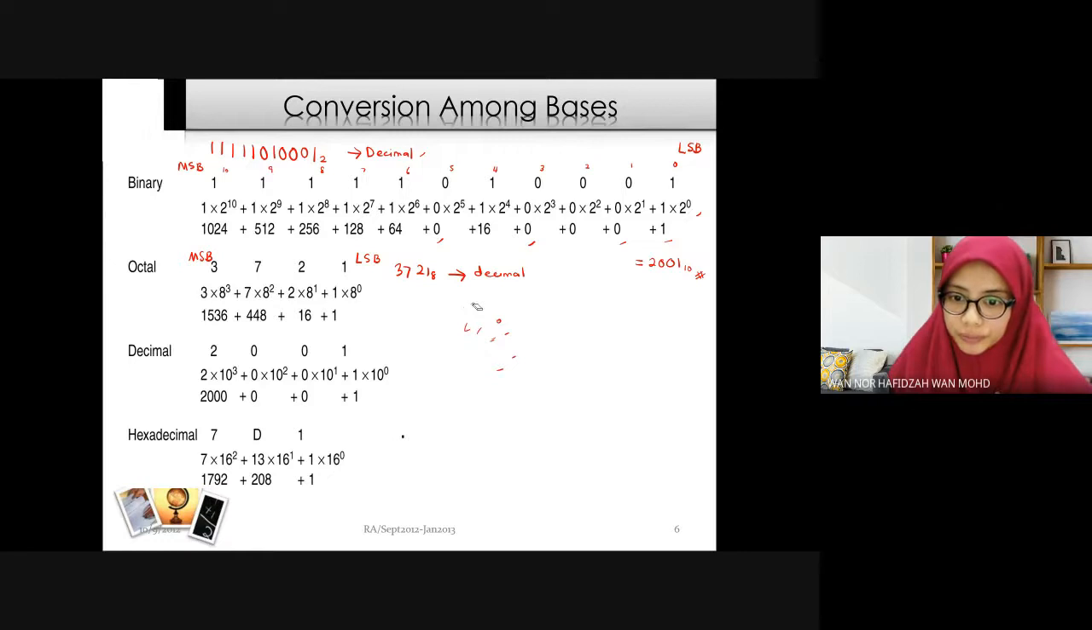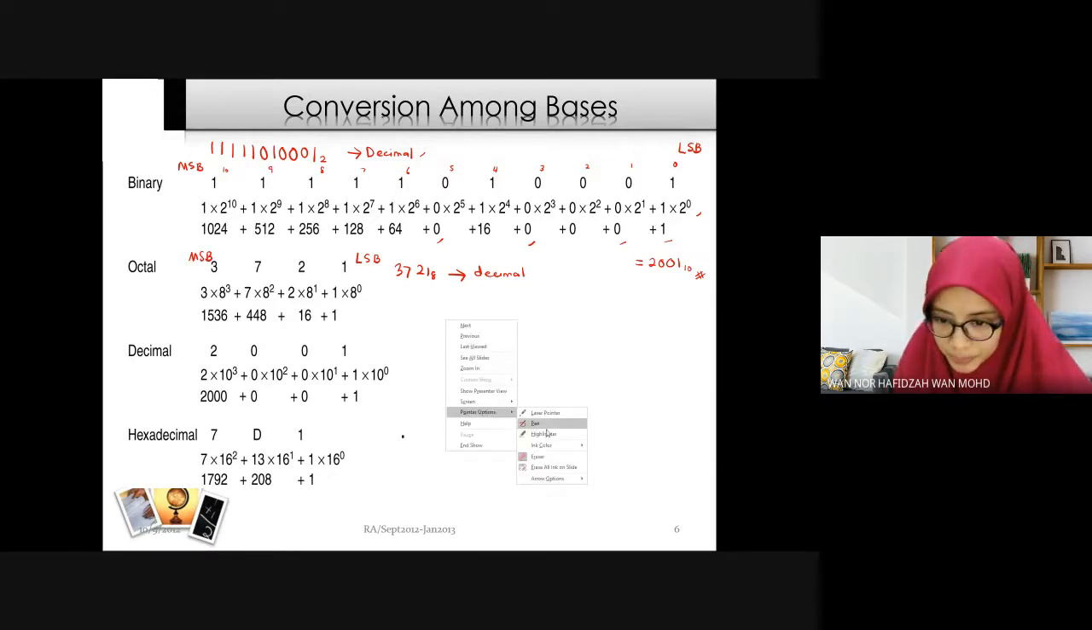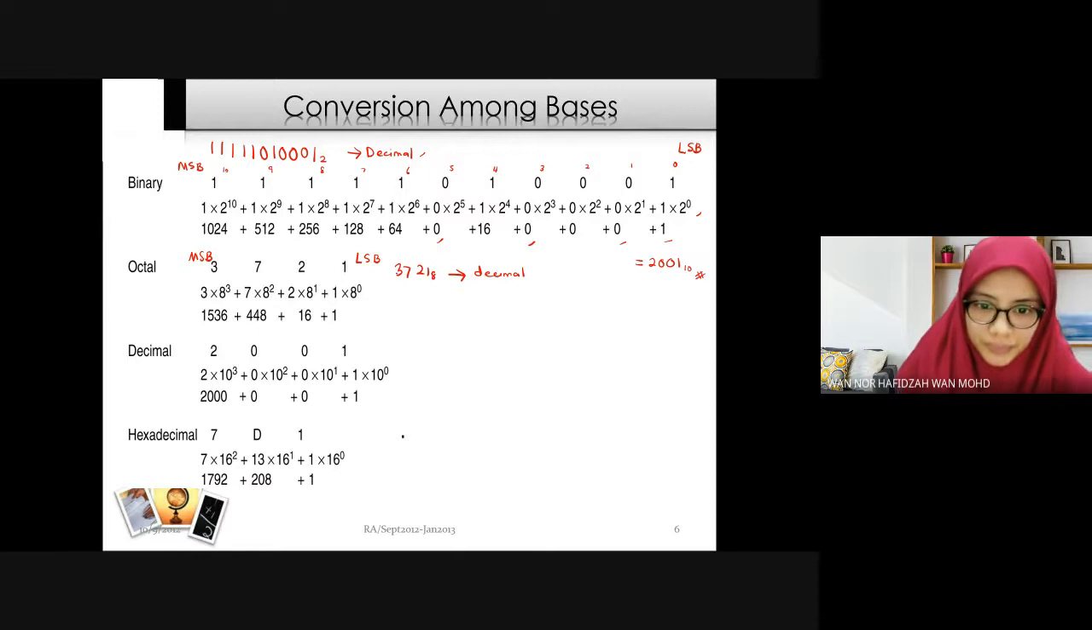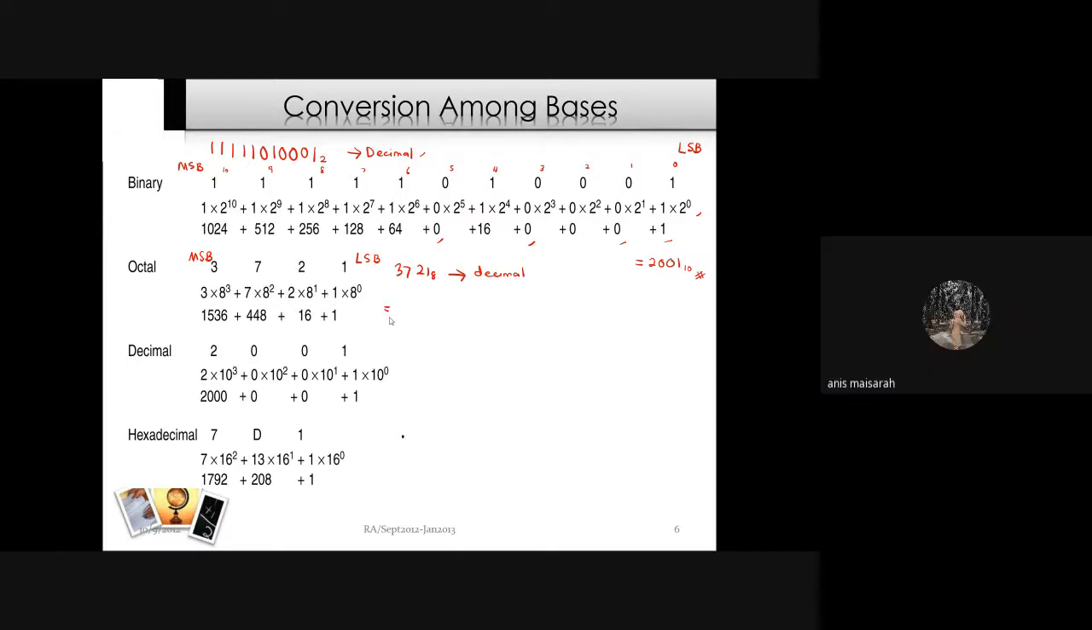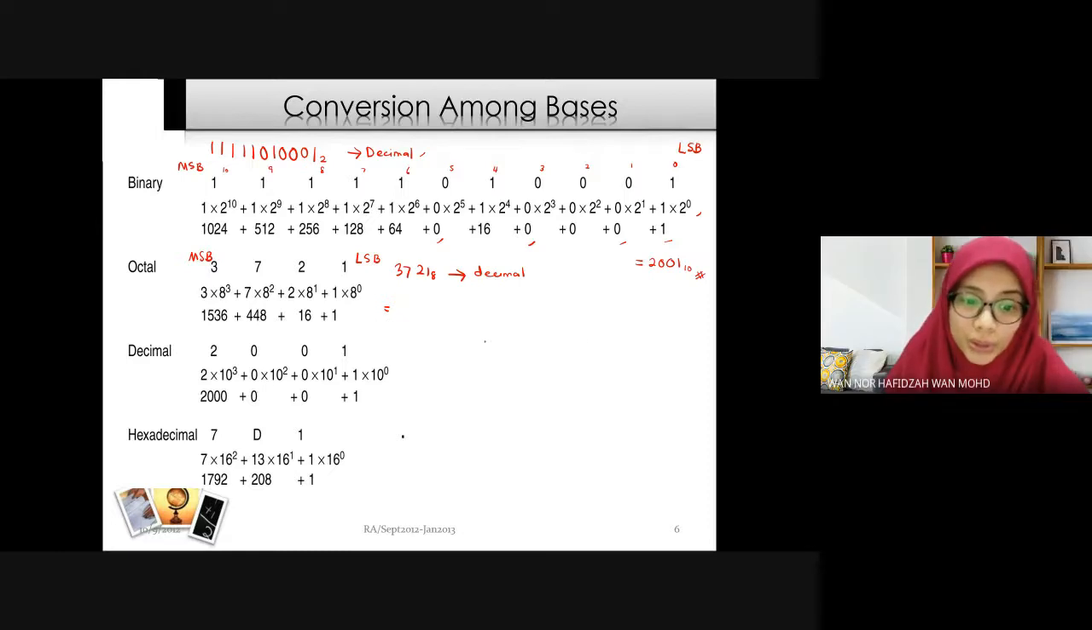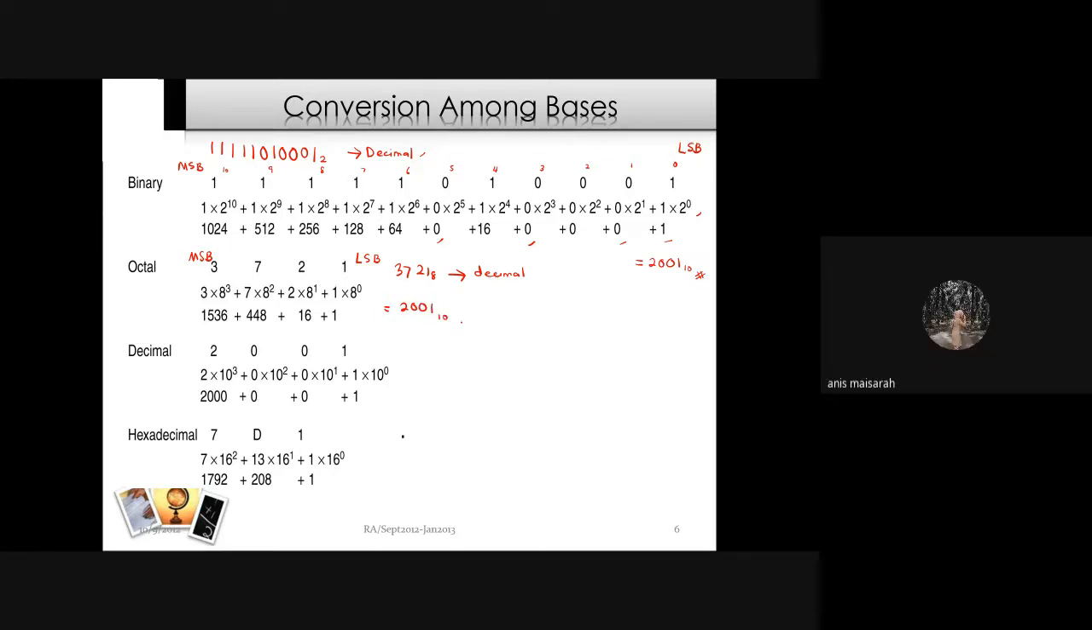Right. Now, from octal 3721 base 8 to decimal, so what is the answer? 2001. Semua sama ke? So let's check one by one. 2001 base 10.